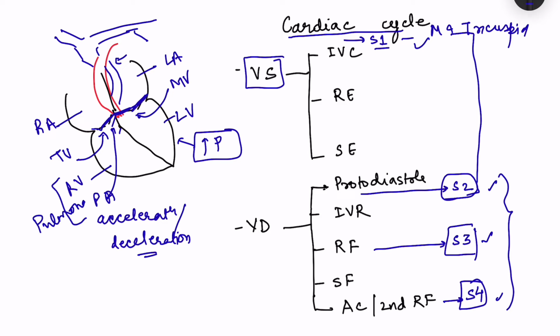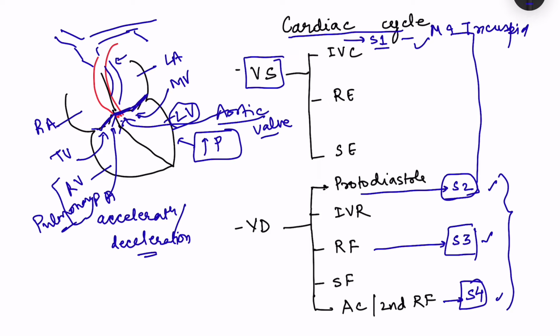And there is a valve between the left ventricle and the aorta, and this valve is the aortic valve. The shape of the valves is semilunar, so they are known as semilunar valves. S2 is due to closure of these valves. And when do these valves close?